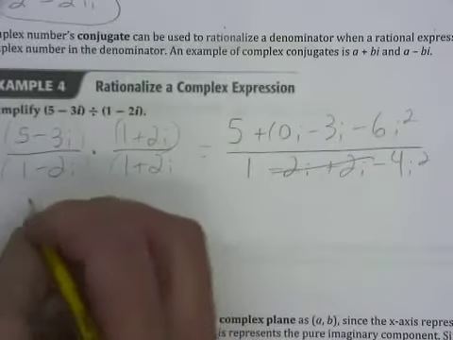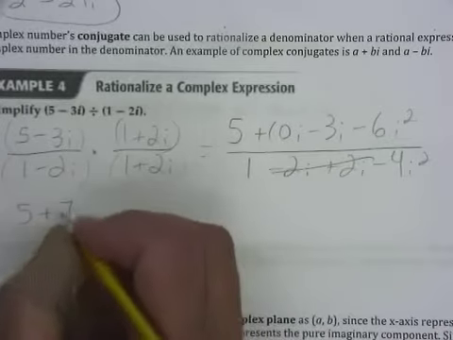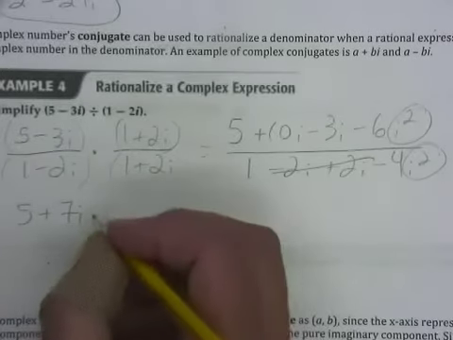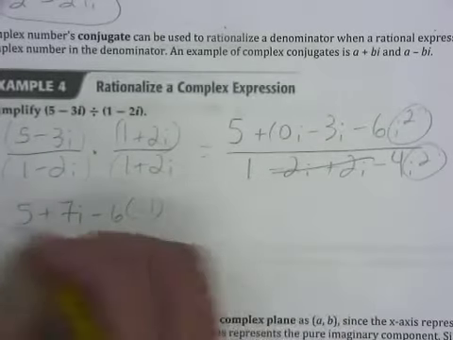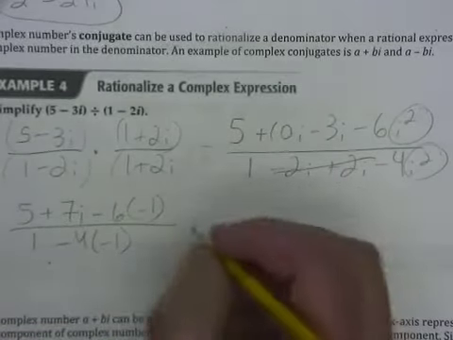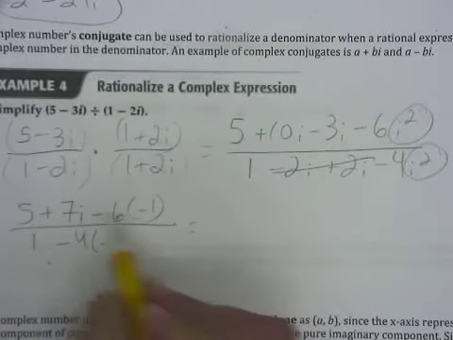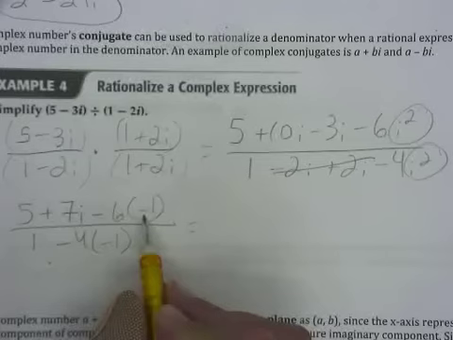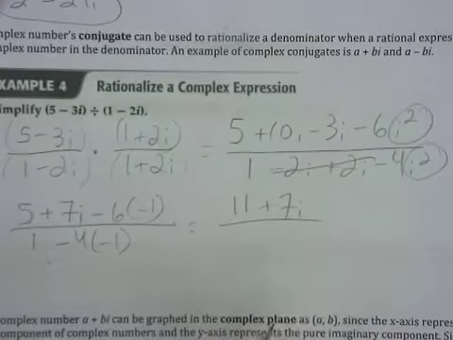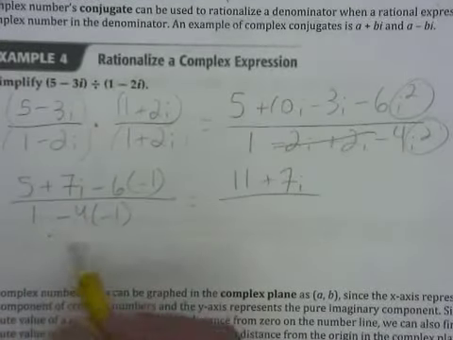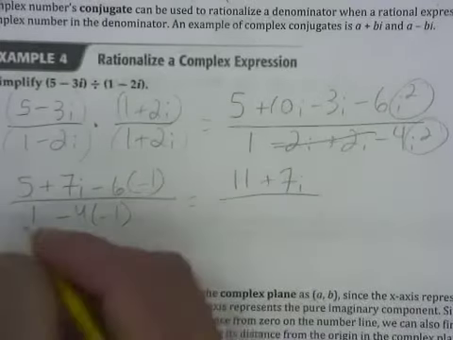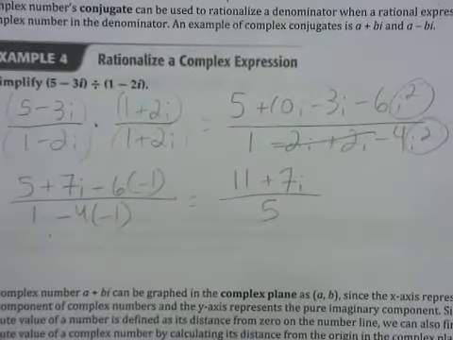These cancel out. Let's simplify. I've got 5 plus 7i. Again, let's remember what i squared is. It's negative 1. So minus 6 times negative 1 over 1 minus 4 times negative 1. Let's continue to simplify this. This negative 6 times negative 1 is positive 6, and 6 plus 5 is 11, plus 7i in my numerator. In my denominator, this negative 4 times negative 1 is positive 4 plus 1, which is 5.